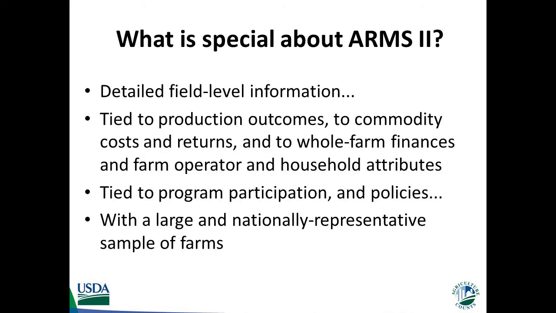So what else is special about ARMS 2? ARMS is the only survey that ties field-level production practices to production of financial outcomes for both the commodity enterprise and the whole farm. There are links to production outcomes and marketing decisions. There are links to farm-level production decisions and practices. The survey tracks commodity costs and returns, whole farm income statements and balance sheets. The outcomes are tied to program participation and policies.